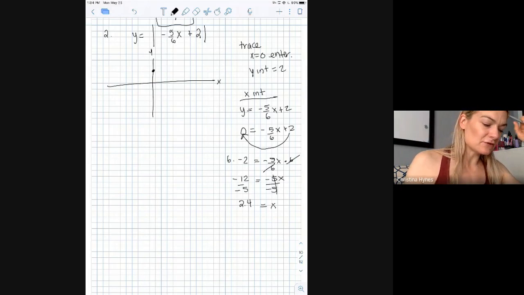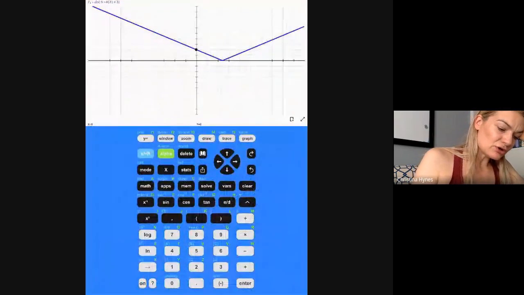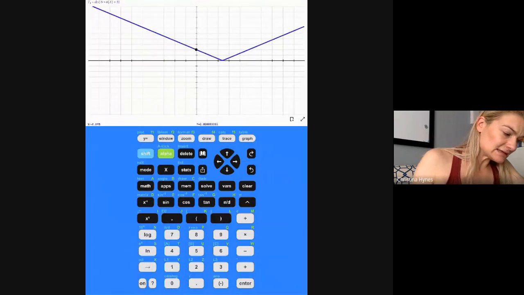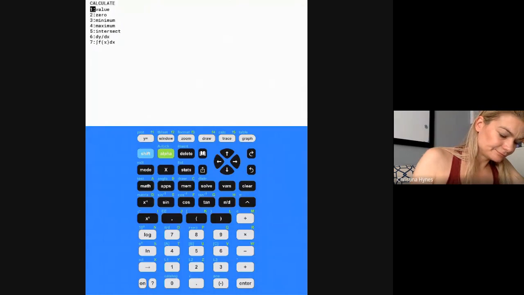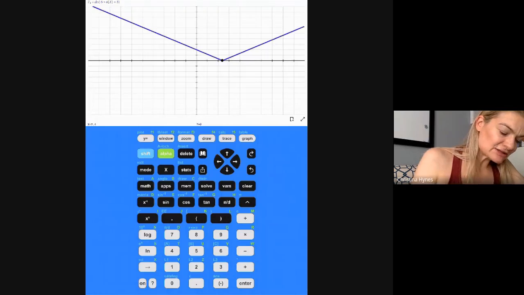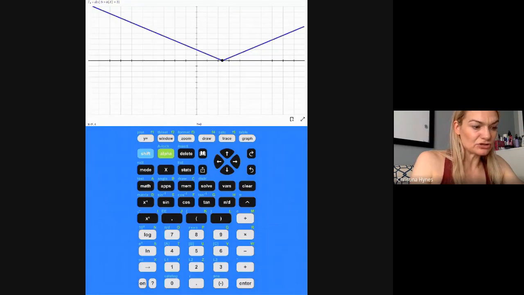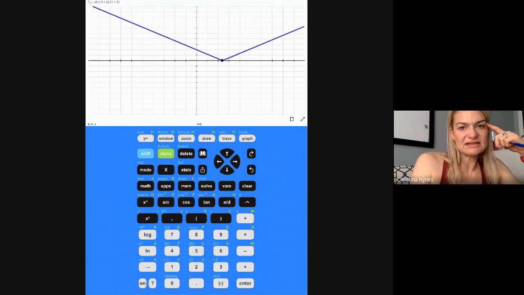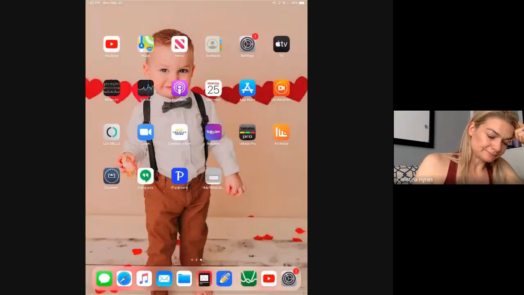Now you can confirm this if you want. You can go to your graphing calculator and press trace and put in 2.4. If you press enter, it should give you that the y-coordinate is 0. So that is your way of confirming that you did this properly. So I just found that the x-intercept is 2.4.